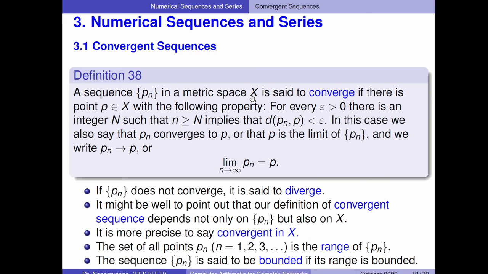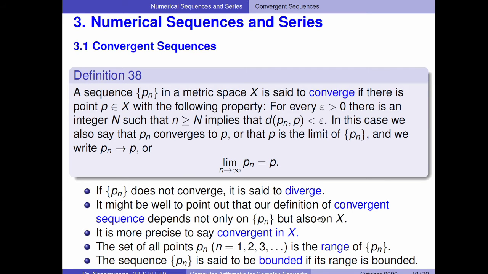And you try to implement that code in a computer, and what happens? In that computer, you don't have the same space as the rules. So it doesn't mean that it is going to converge in a computer. It's more precise to say convergent in X.